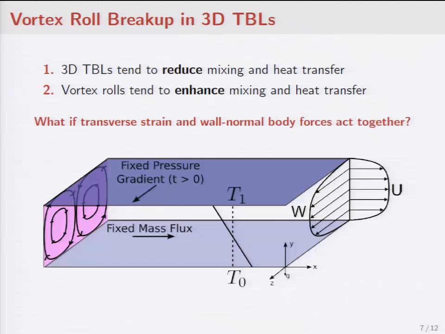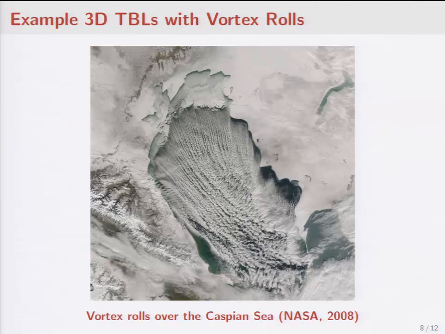Okay, and so, like I said, these three-dimensional boundary layers, when you have these transverse pressure gradients or surface curvature and so on, they tend to reduce mixing and heat transfer, but these vortex rolls tend to enhance mixing and heat transfer. And so we're just going to consider the case when they interact together, when you have a mean shear, but with, at time t equals 0, an impulsively applied pressure gradient in the spanwise direction to evaluate how these two competing effects interact.